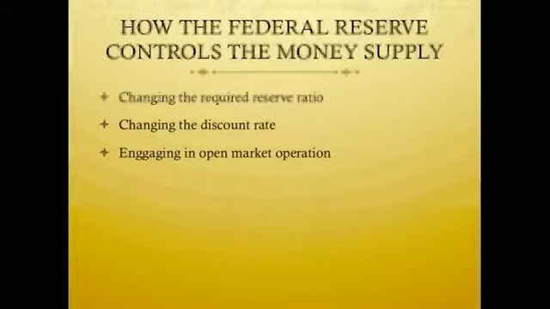How the Federal Reserve controls the money supply. There are 3 tools available to the Fed for changing the money supply. The first is changing the required reserve ratio, the second is changing the discount rate, and the third is engaging in open market operations.